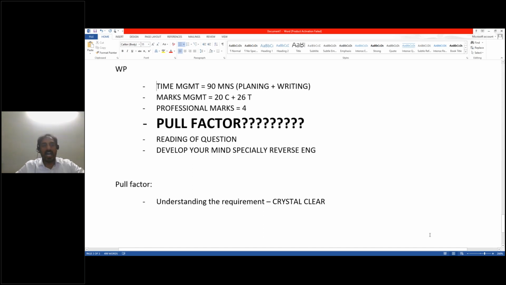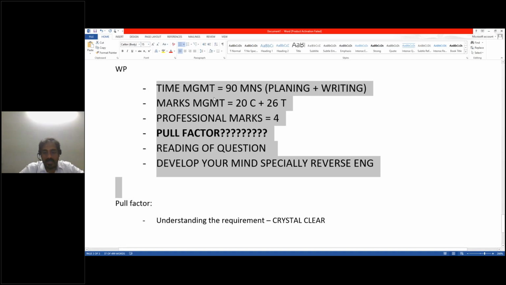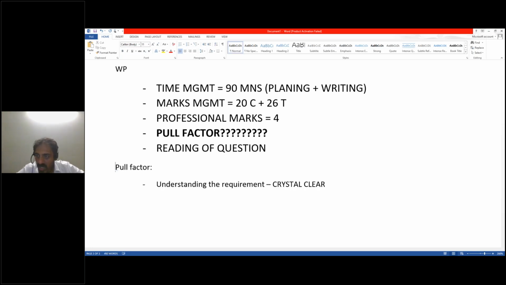What is the right path for the revision and the preparation of the AFM? Have you got the idea? Finally, what is the meaning of the time management? What is the meaning of the marks management? What is the meaning of the professional marks? What is the meaning of the pull factor, either for calculation or theory? How to read the question? That is all from my side.